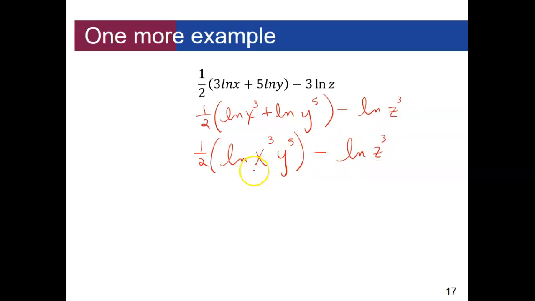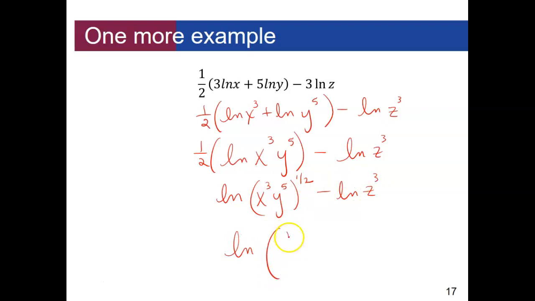Okay, and now that I have this all combined into one logarithm, I'm going to now take that up and do ln of x to the 3rd, y to the 5th, all to the 1/2 power, minus ln z to the 3rd. So then when I finish this off, this would be the square root of x to the 3rd, y to the 5th, over z to the 3rd. Okay, so this is one approach.